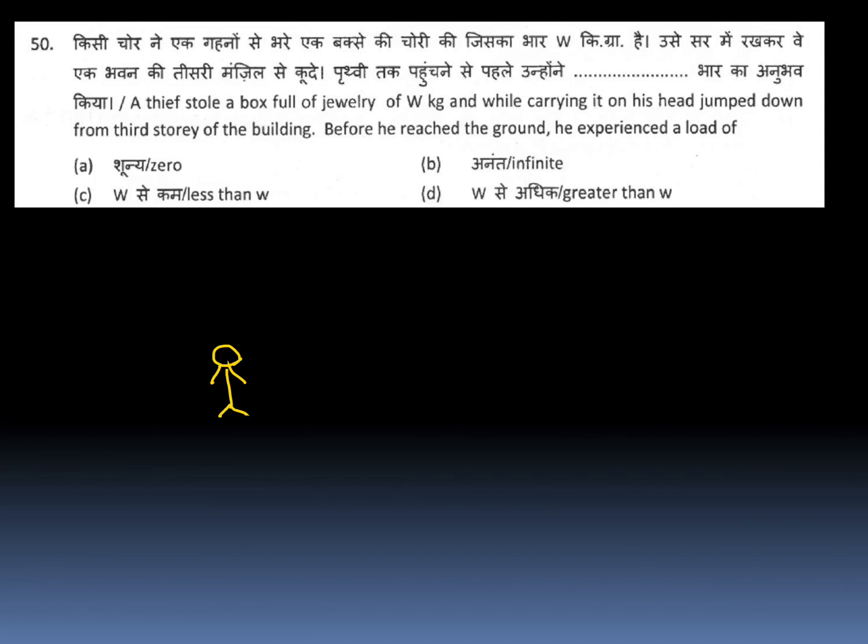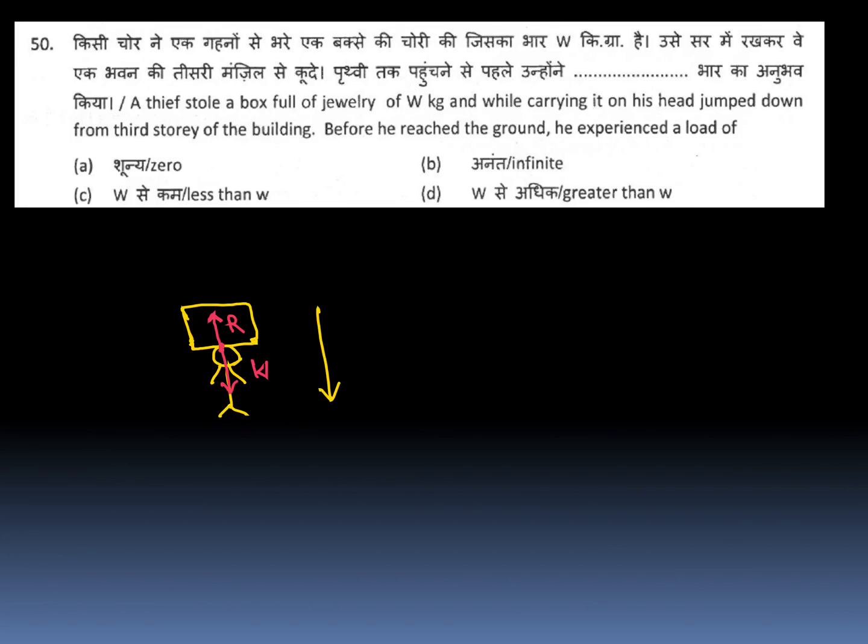Here this is the box. So both are coming downwards. What is the reaction between his head and box? This reaction, because both are coming downward, this reaction only you have to calculate. And weight of the box, this is W downwards.